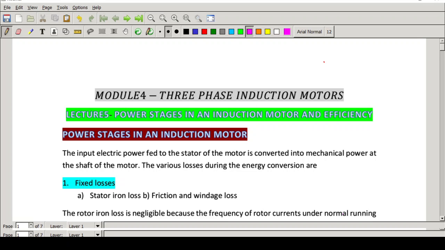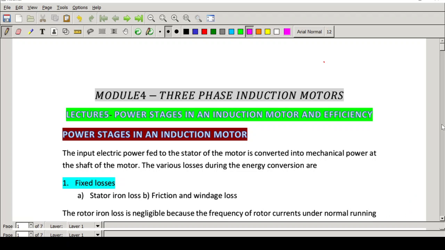In today's session, we will discuss the power flow diagram of a three-phase induction motor. That is, the various stages in the functioning of an induction motor: the input power, then the gross mechanical power, and the shaft power. We will try to derive some relations between these powers and also a relation between torque and speed. At the end of the session, we will try to work out some problems also. So let's get started.